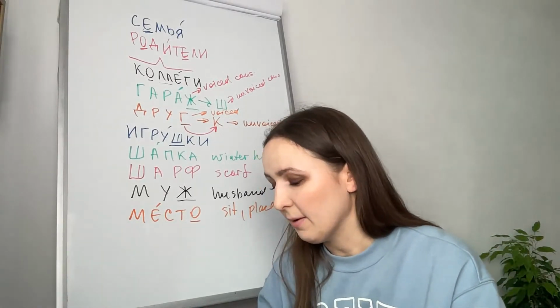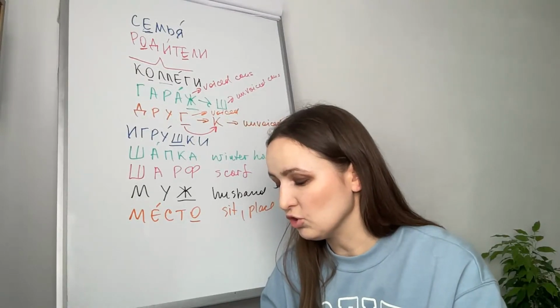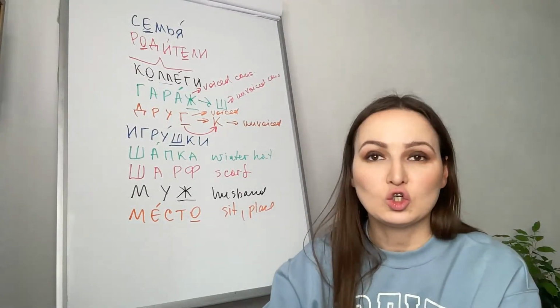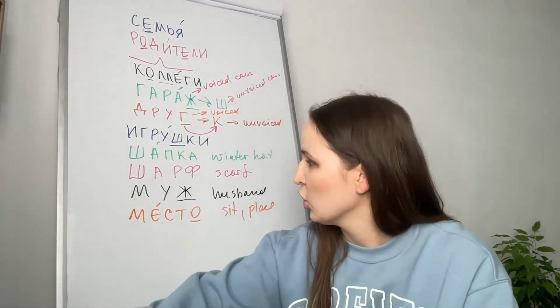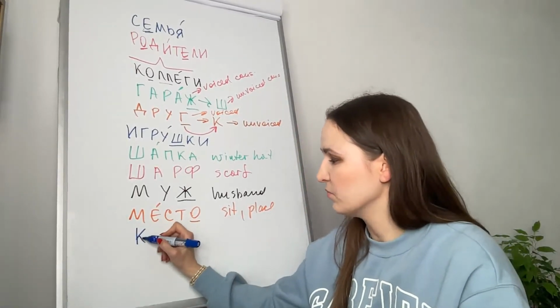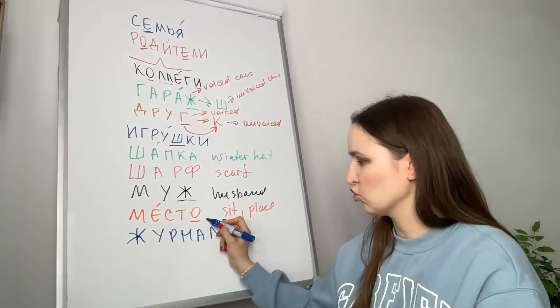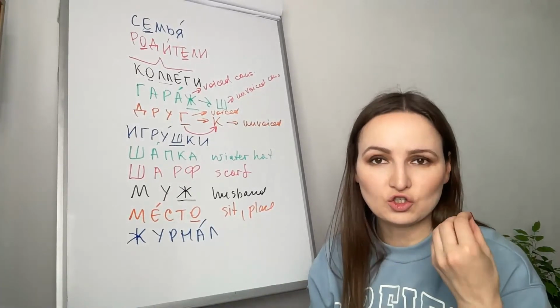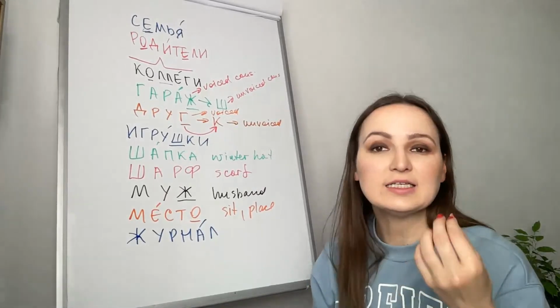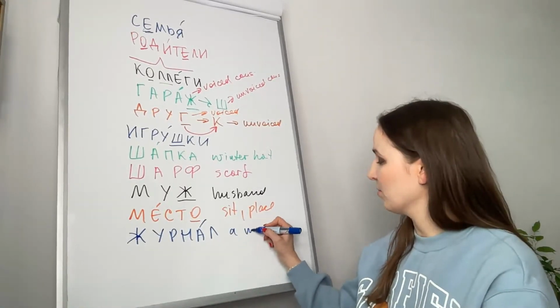Дальше. Следующее слово. Журнал. Журнал is not a journal. Журнал is a magazine in Russian. Magazine.